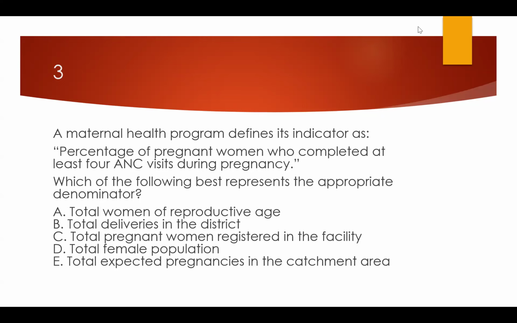A maternal health program defines its indicator as the percentage of pregnant women who completed at least 4 antenatal care visits during pregnancy. Which of the following best represents the appropriate denominator? Total women of reproductive age, total deliveries in the district, total pregnant women registered in the facility, total female population, or total expected pregnancies in the catchment area? It is E, total expected pregnancies in the catchment area.